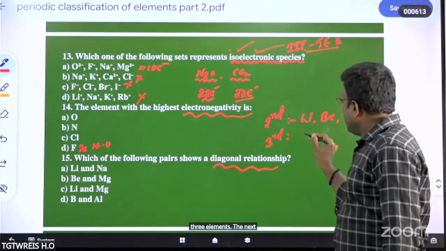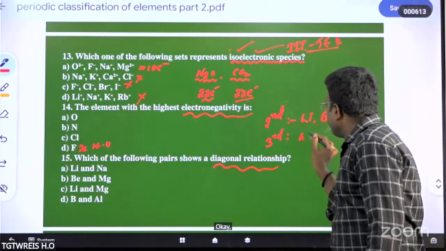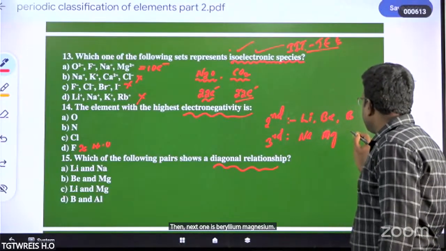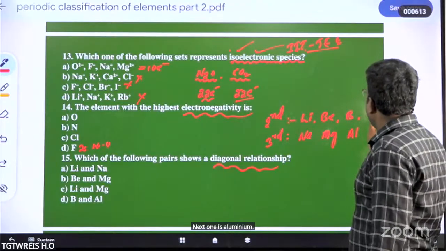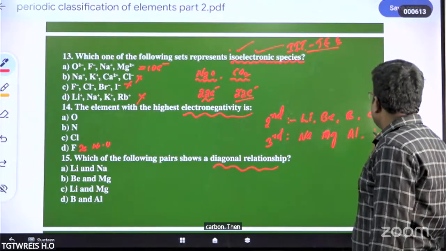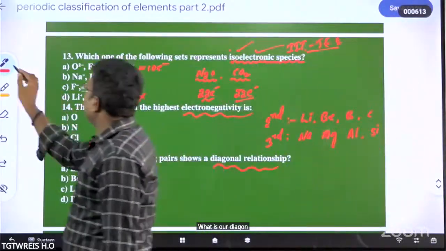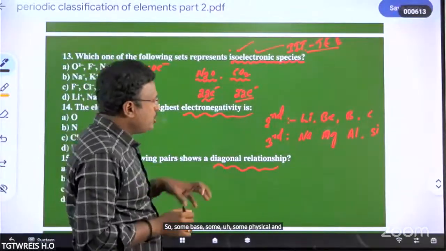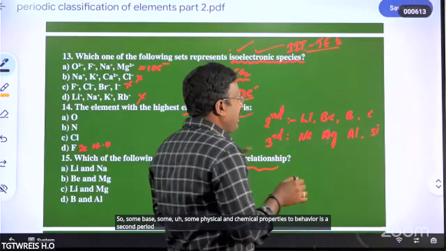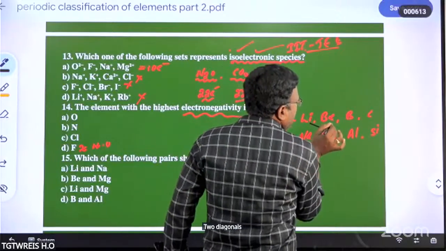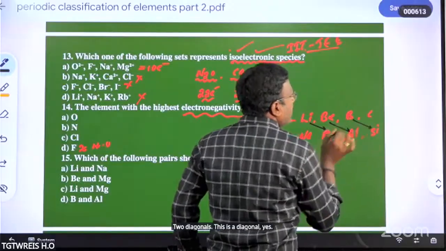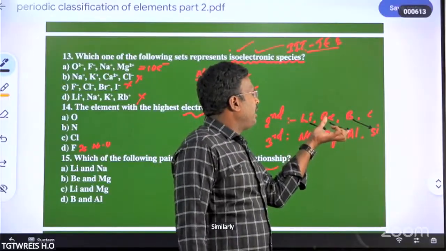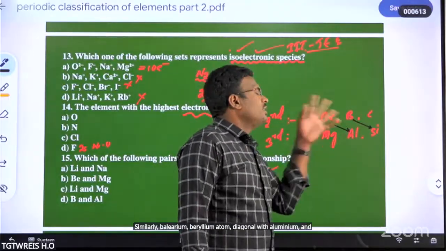The next one is lithium, next element sodium. Then beryllium, magnesium. Next is aluminium. Boron, carbon. Then here silicon. Just see what the diagonal relationship is. Some physical and chemical properties behave alike in the second period and third period elements along the diagonal. So lithium is diagonal with magnesium. Similarly, beryllium is diagonal with aluminium, and boron with silicon.